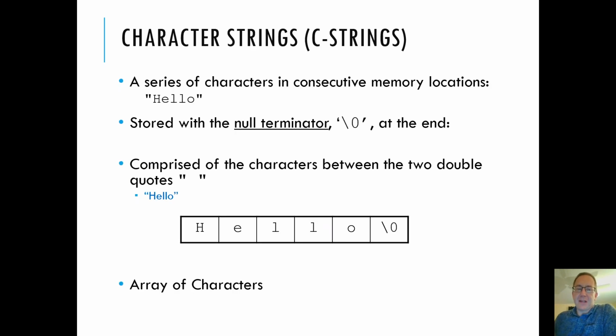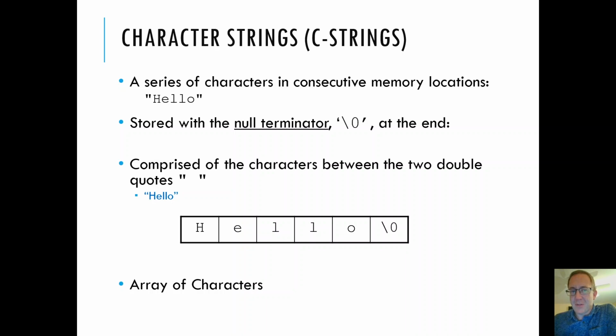If I have something like "hello," this string here, what's actually happening without you seeing it is that the compiler is going to make an array of 1, 2, 3, 4, 5, 6 characters, between position 0 and position 5. Okay, I have 6 characters in total, 0 to 5.